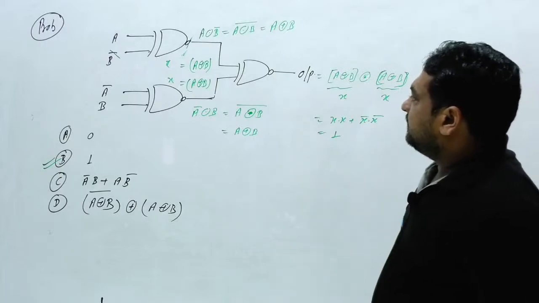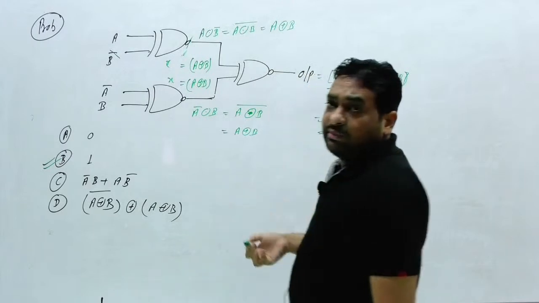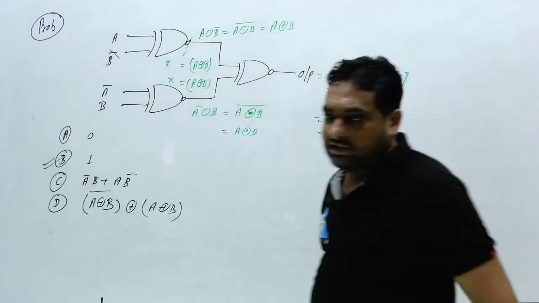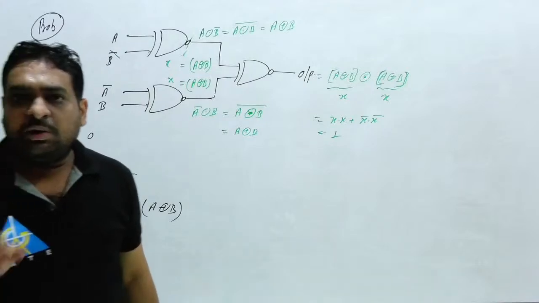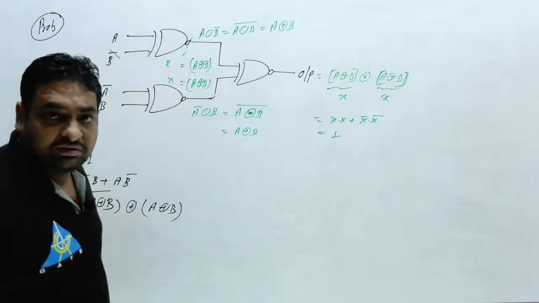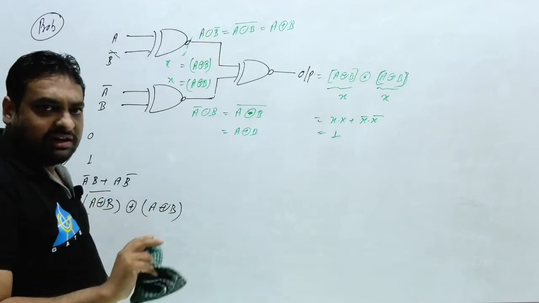This is a very simple thing. You just have to convert the bar and the XNOR to XOR. It will save your time. Clear? Now my next question. Now my second question. I hope anybody can solve this question after all my classes.